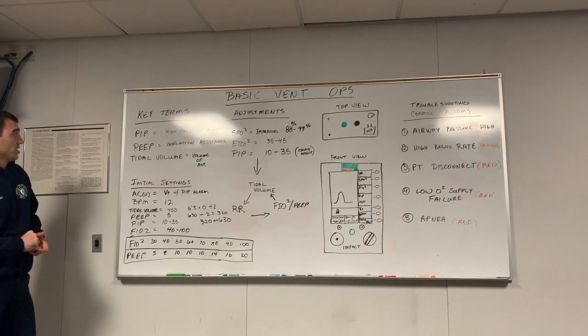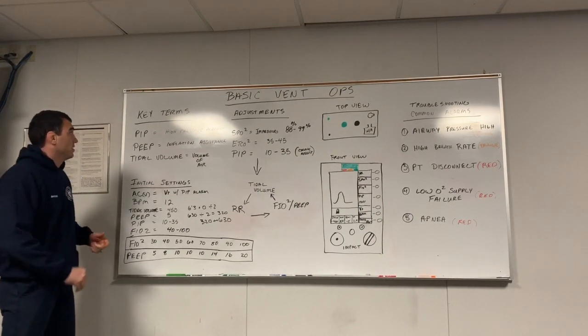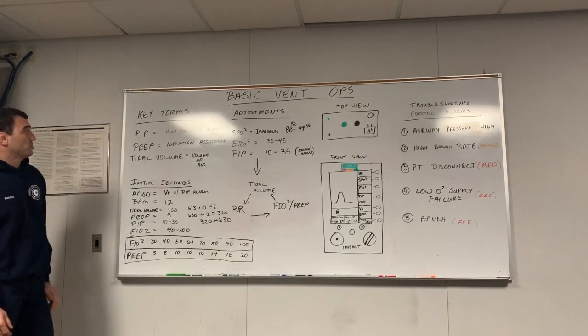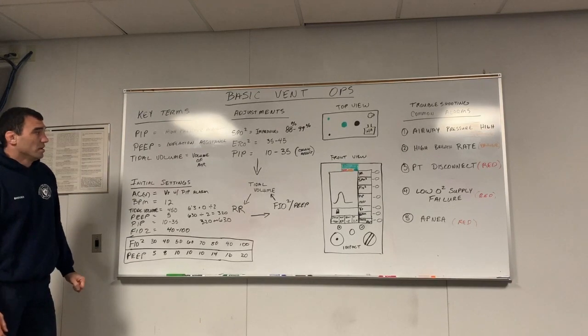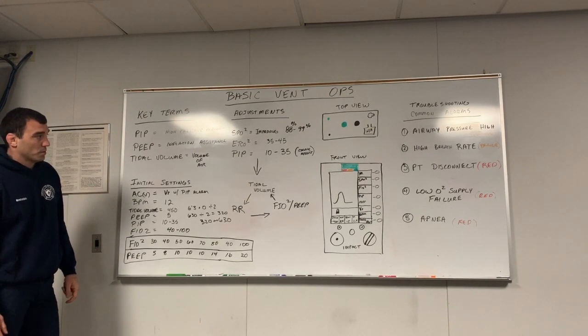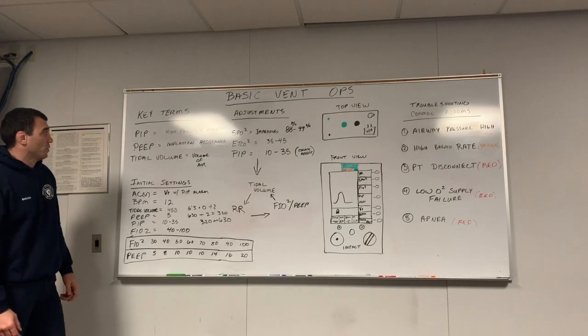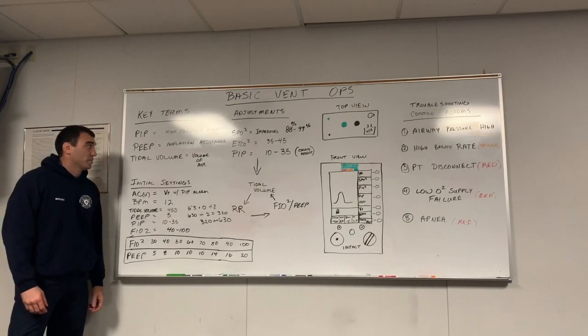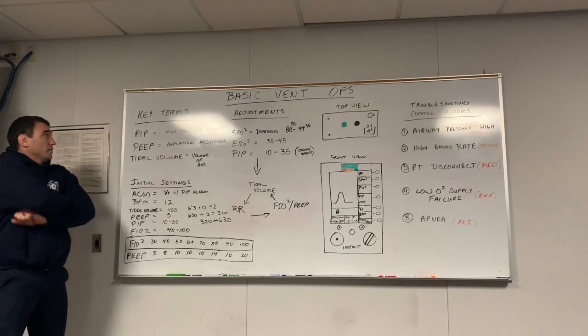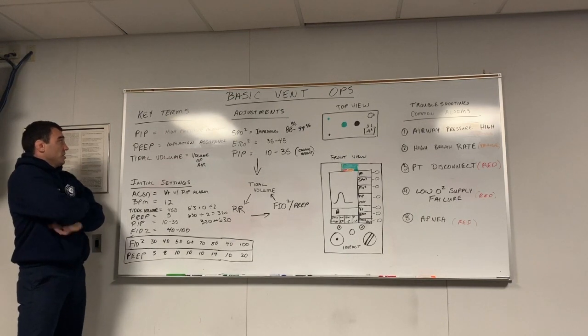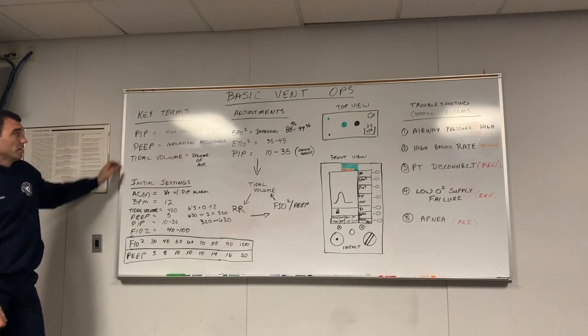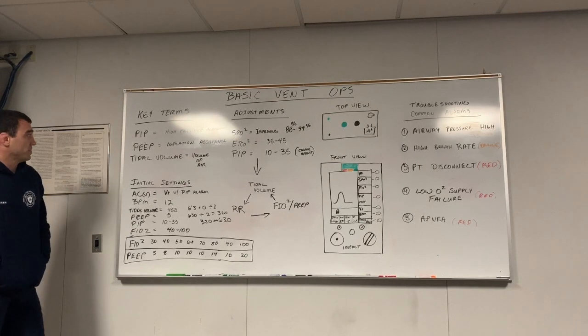First, going over the key terms that you need to know to be able to work the vent. Okay, so the first term is PIP, P-I-P, which you see. PIP is your peak inspiratory pressure. The easy way to think about that is a high pressure alarm for your lungs. Okay, so that is going to be a key thing that you need to understand to be able to adjust the vent. The next is PEEP.